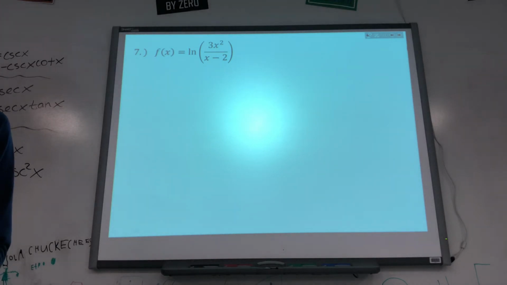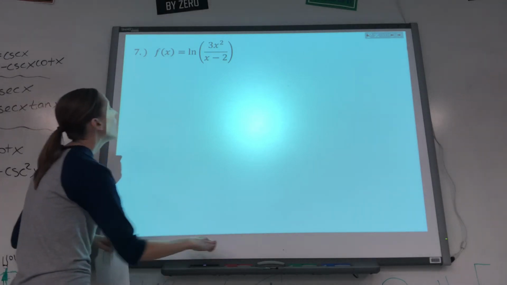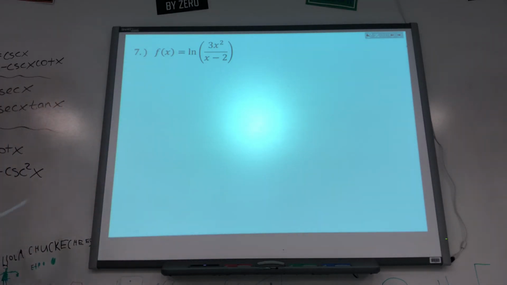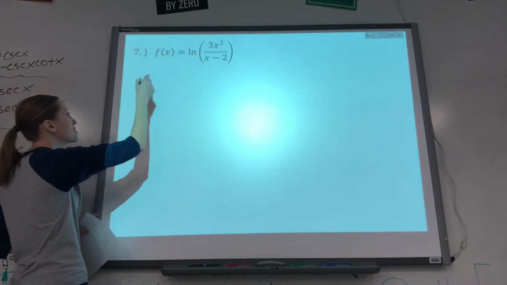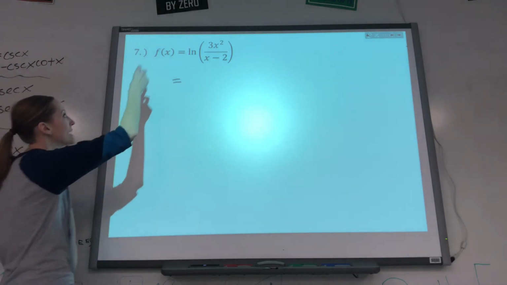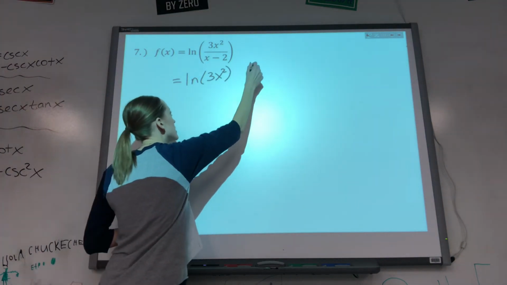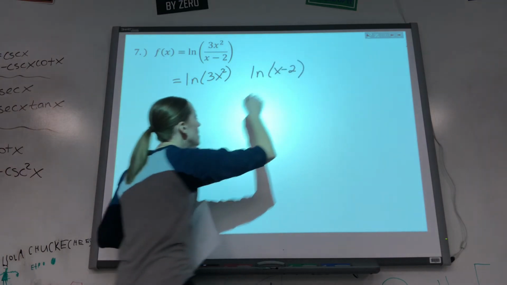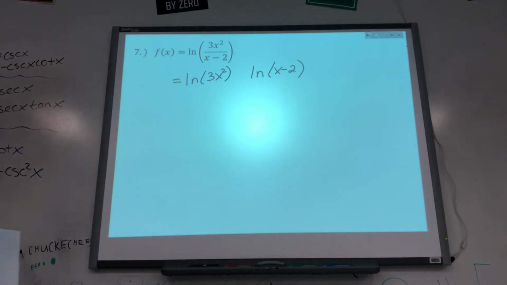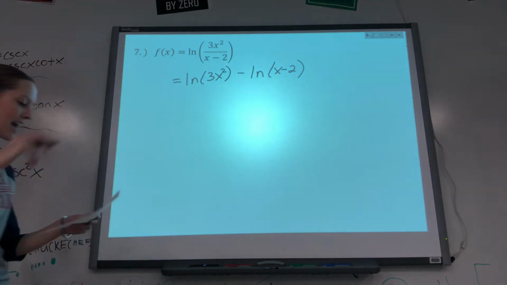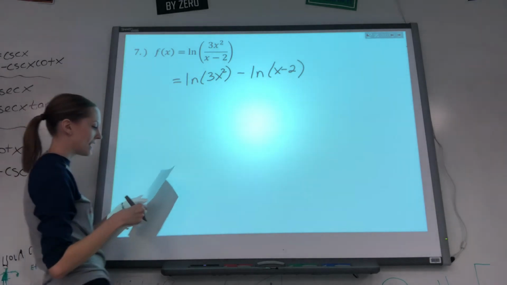which is, I'm going to give it away here, the quotient property. F of x equals the natural log of 3x squared all over x minus 2. The quotient property says when you take the natural log of a quotient, you can take the natural log of each part separately, but what do we need in the middle this time? A minus sign. Yeah, quotient property always had a minus.